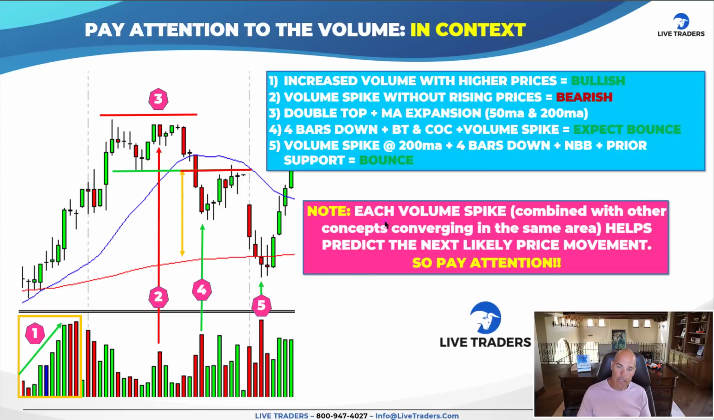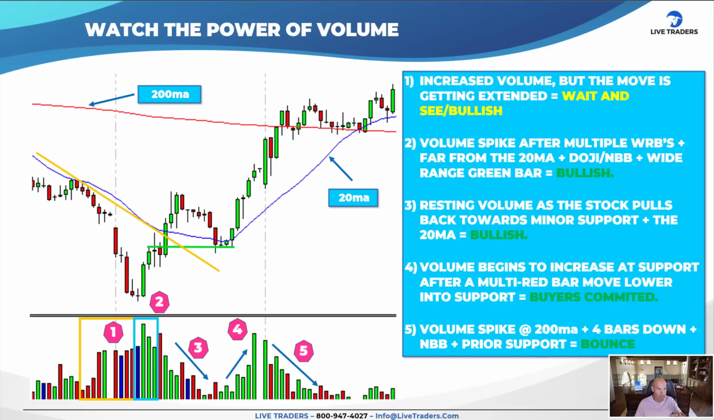So note, each volume spike combined with other concepts converging in the same area helps predict the next likely price movement. So pay attention. We're not trading in vacuums. We're not using 1 or 2 things. We're using 6, 7, 8, 9 things to help us predict the future. Pay attention to volume, but pay attention in context. Let's keep going. We've got a lot more slides to go.